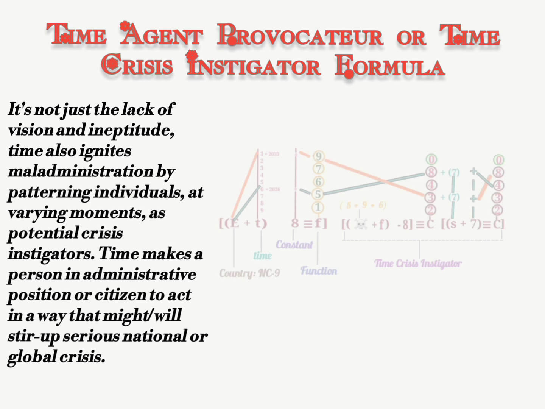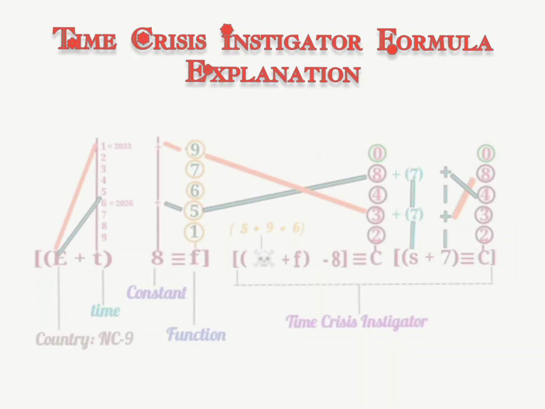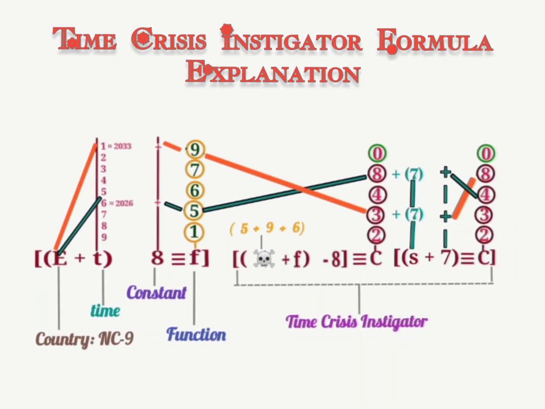It's not just the lack of vision and ineptitude. Time also ignites maladministration by patterning individuals, at varying moments, as potential crisis instigators. Time makes a person in administrative position or citizen to act in a way that will stir up serious national or global crisis. Time crisis instigator formula explanation.